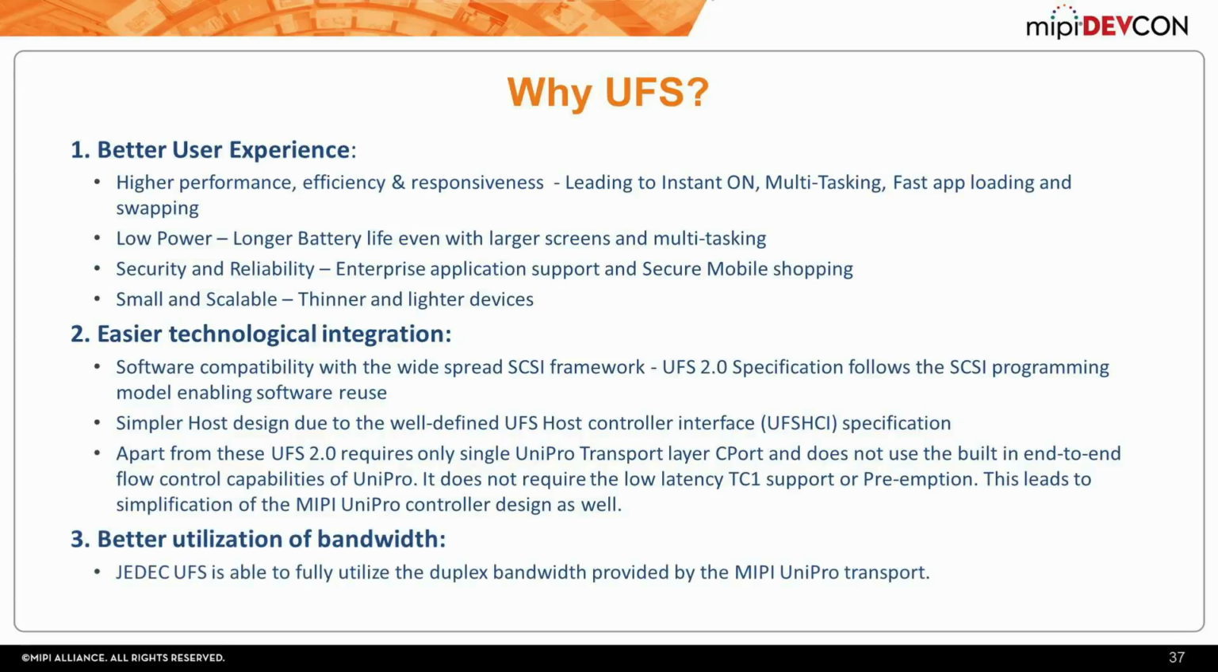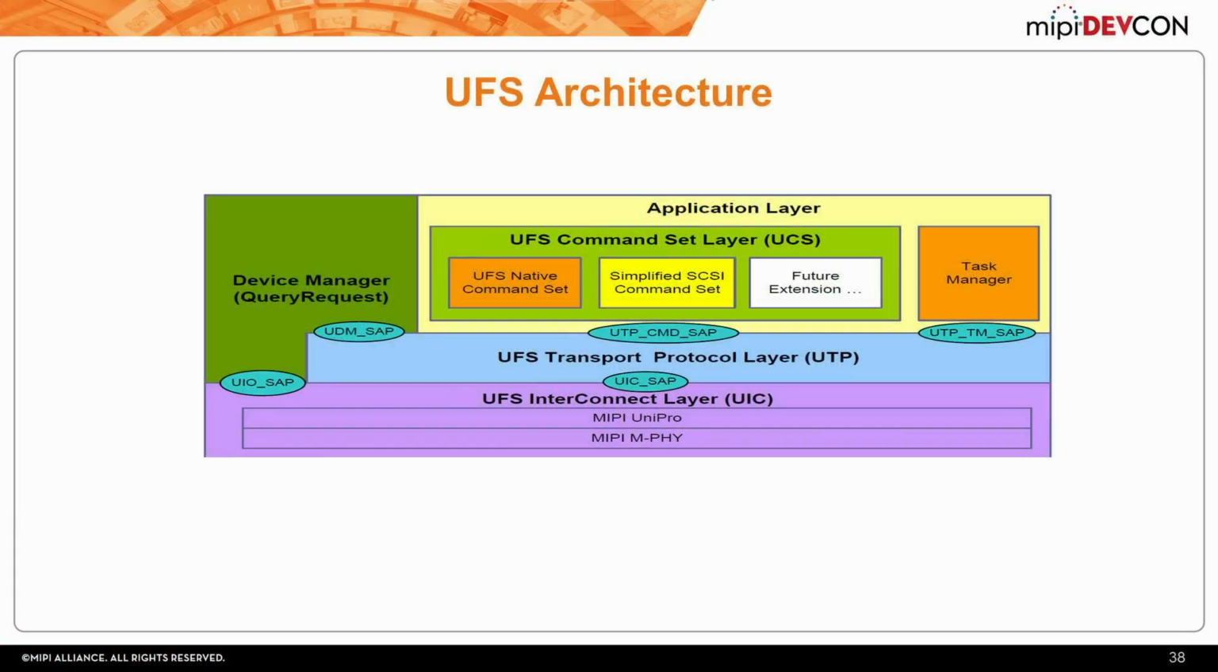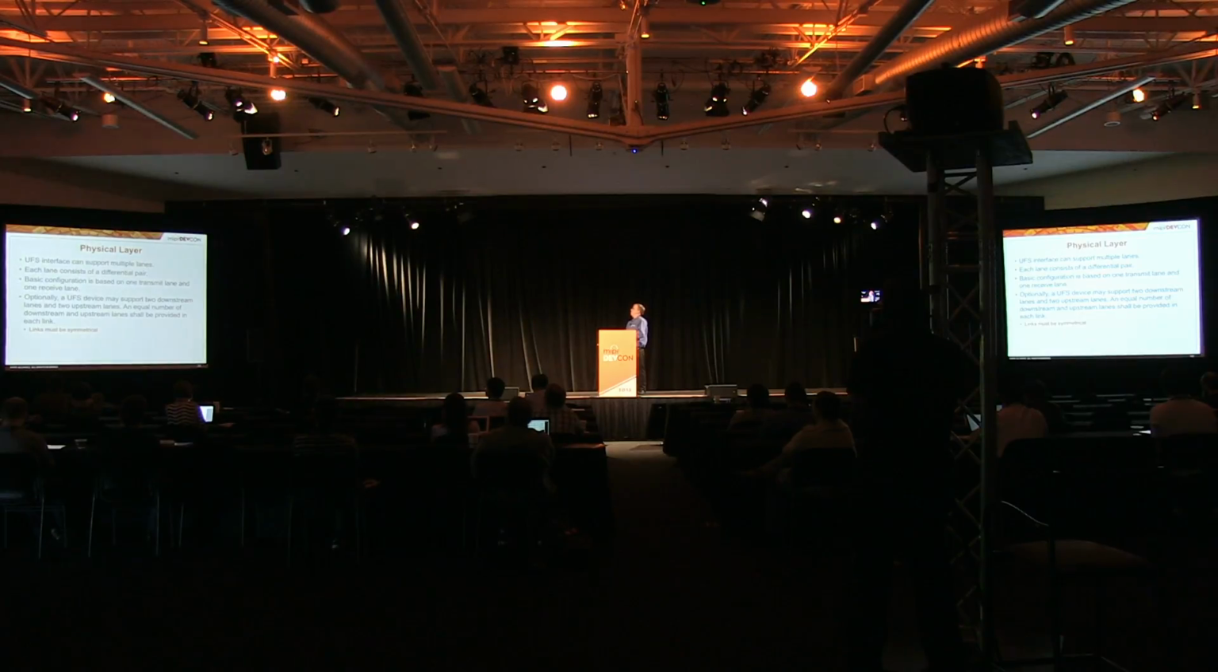And you can just take advantage of the bandwidth that's provided by UniPro and with M-PHY. So this is what the UFS architecture looks like. This is just taken from the UFS spec. So here we have the M-PHY physical layer, the UniPro transport, and then this interconnect layer between the UFS and UniPro. And then we have the UTP transport protocol layer, and then the high-level command set for SCSI.